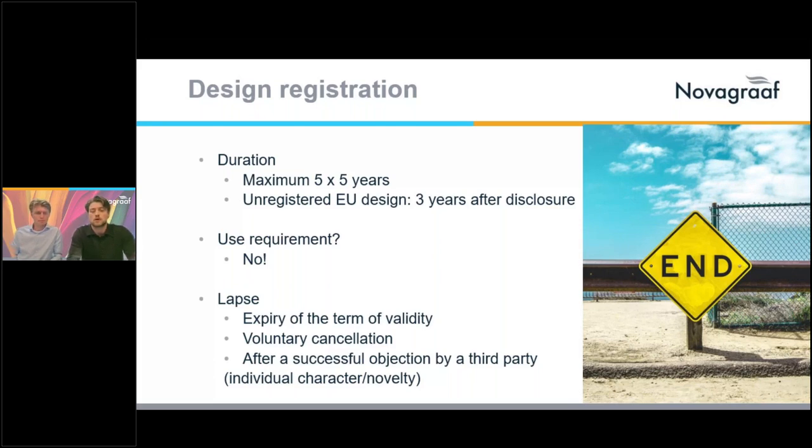It also lapses when you voluntarily cancel it, or after a successful objection by a third party on the requirements of novelty and individual character. And also, just as with copyright, there is no use requirement, so you may always enforce your design right even if you do not use it.